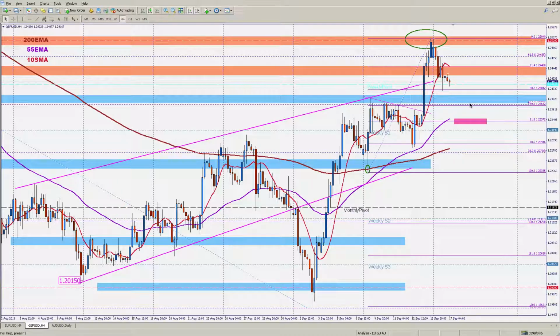So there are two areas of interest where we want to see potential price action bounce for continuation long back up to retest the 125 if possible.